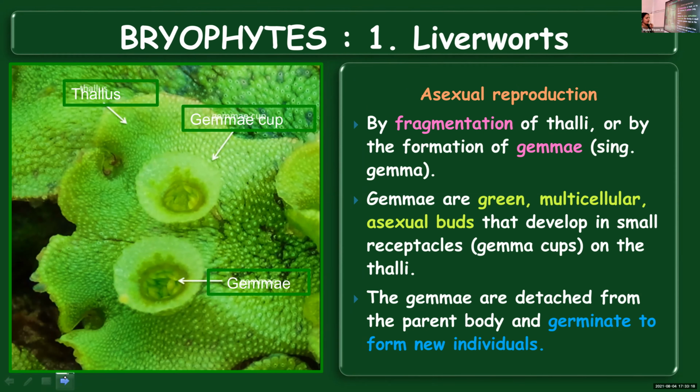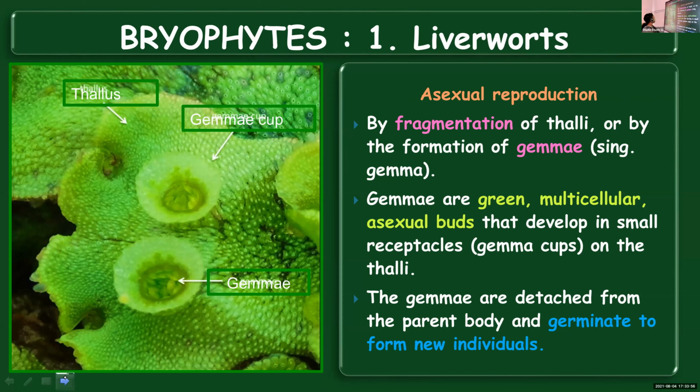One is by means of fragmentation of the thallus, or it can be due to the formation of gemmae, singular gemma, plural gemmae. And gemmae are asexual buds, which are green in color and multicellular, and they are formed in some specialized receptacles or cup-like structures, and these structures are known as gemma cups.